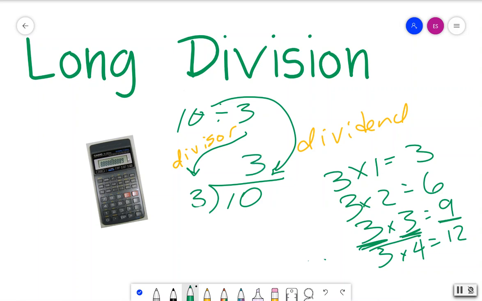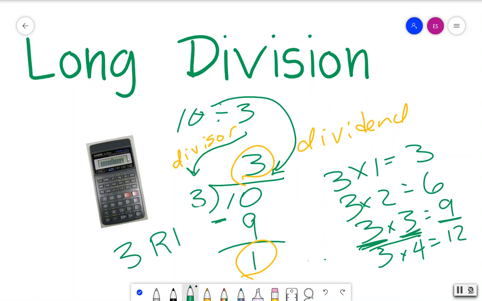And now if 3 times 3 is 9, then how many do we have left over? Well, what's the difference between 9 and 10? Hear that? The word difference means subtract. So now we'll just subtract and we'll get 1. The 3 that we wrote on the top is our answer, and the 1 that's left over at the bottom is the remainder.